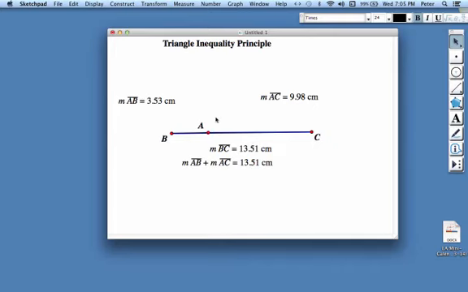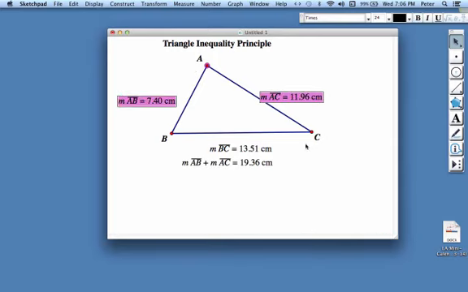And this should make sense to us just with common sense. BC is the shortest distance because it's a straight line. It doesn't make sense that traveling from B to C by going through A, there's no way that could be shorter. So, in other words, the sum of any two sides of a triangle is always greater than the third side.